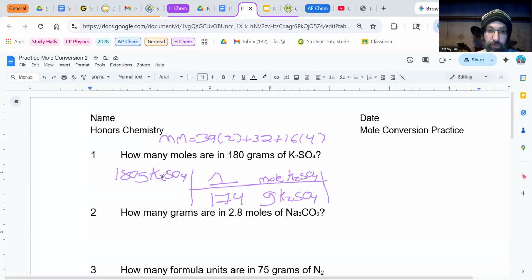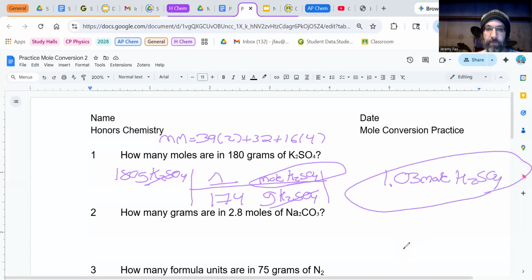And now to solve, these units cancel out. We're left with the right units. Because they're on top of each other, we divide 180 divided by 174. And we have 1.03 moles of potassium sulfate. All right. Okay, let's look at a different one.